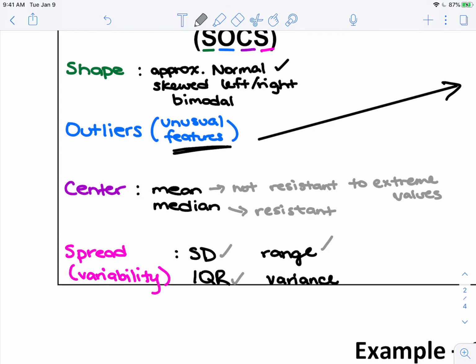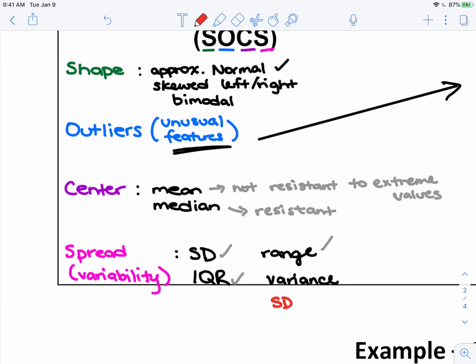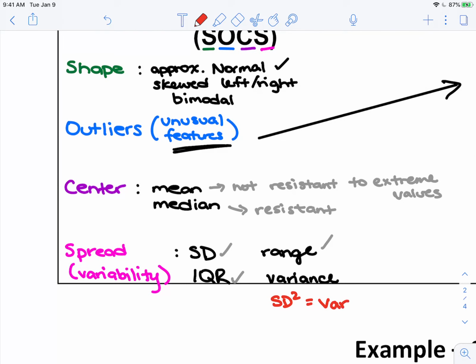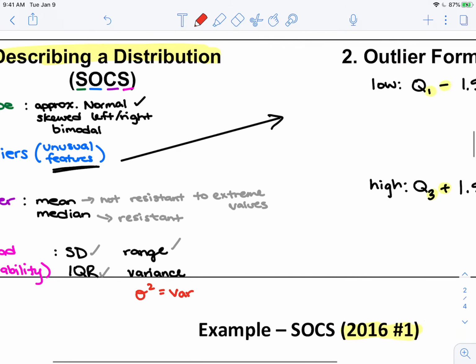What is variance? You might remember that the standard deviation squared is the variance. So that's what variance is, the standard deviation squared. You probably see that on your formula sheet like this. Remember when we're doing confidence intervals and hypothesis tests? It's sigma squared. That's the standard deviation. All right, fantastic. Let's move on.